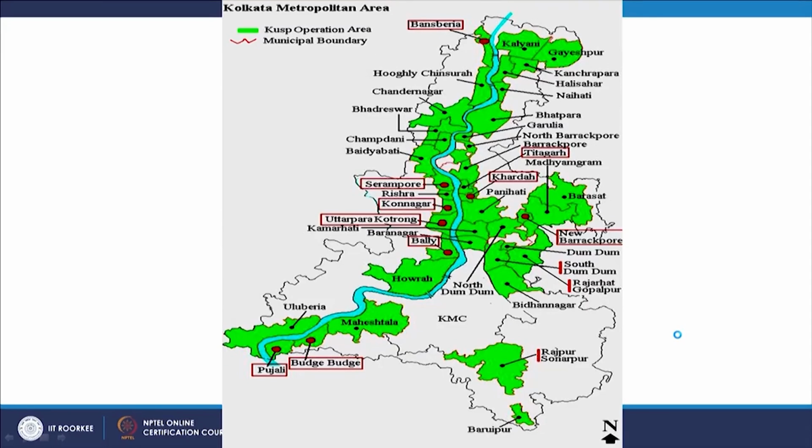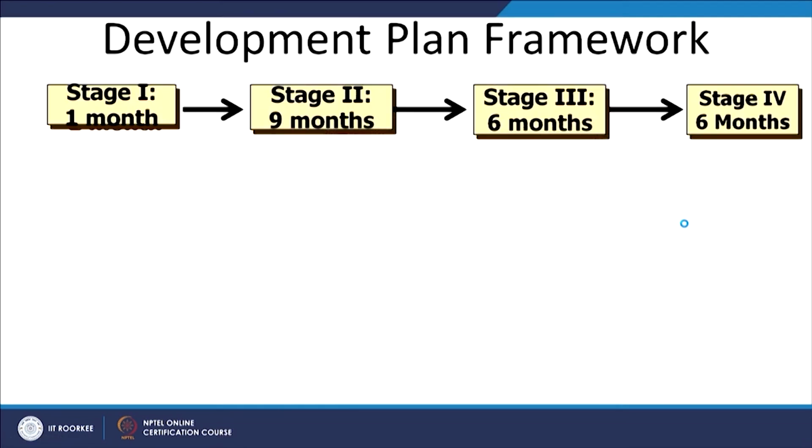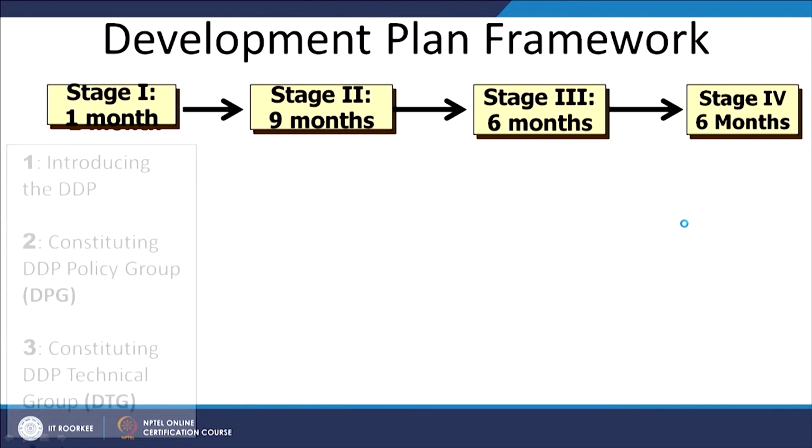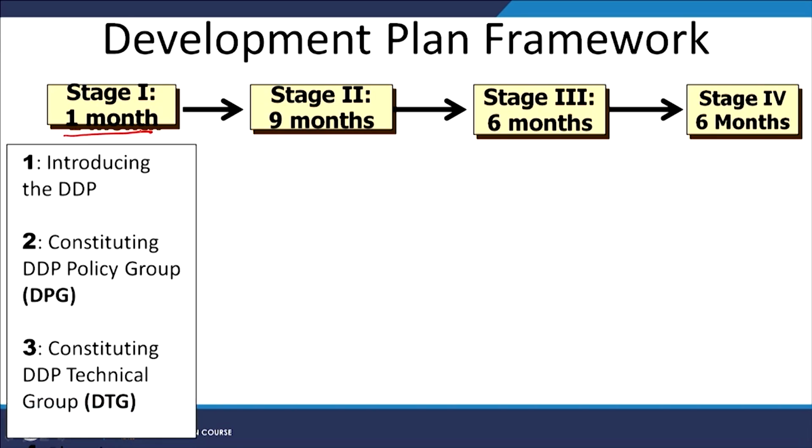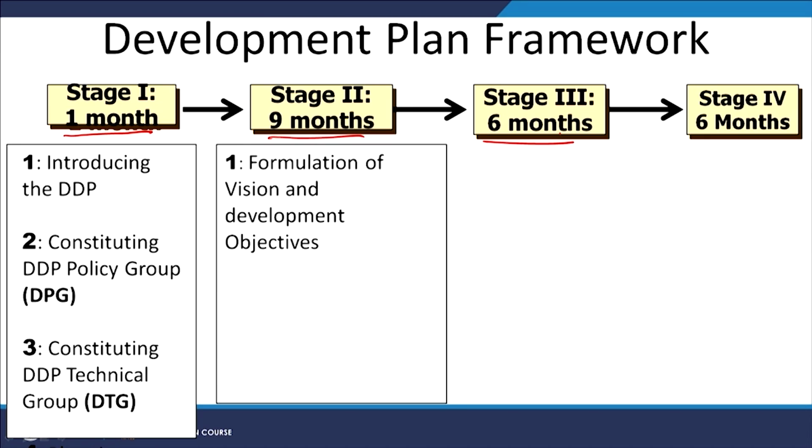So, these are the municipalities around the Kolkata metropolitan area which were involved at that time to make the draft development plan. About 41 urban local bodies within this Kolkata metropolitan area made the plans within this time. So, stage 1 involves 1 month, stage 2 9 months, stage 3 3 months and stage 4 6 months.